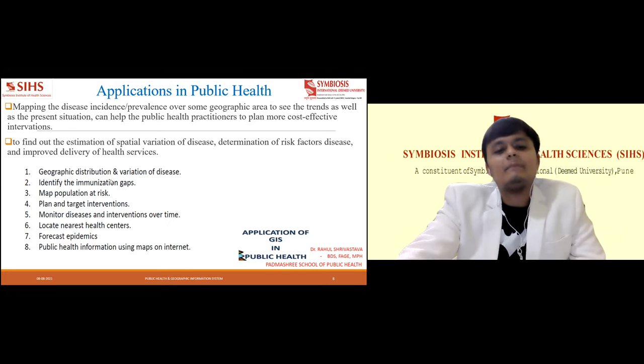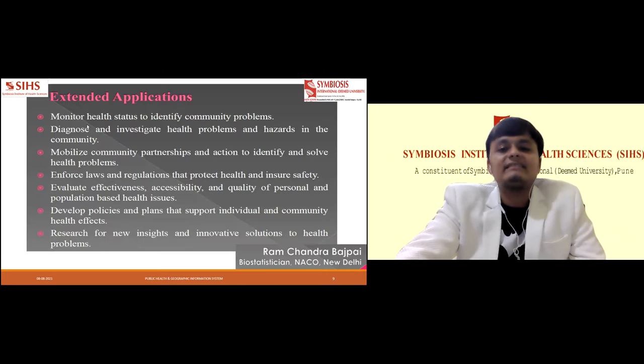Further applications are to map the population who are at risk, and to plan and target the intervention. It can also be used to forecast epidemics. Then it can also be used to locate the nearest health center, etc. Now there are also some extended applications of GIS in public health, such as it can be used to diagnose and investigate the health problems and hazards in the community.